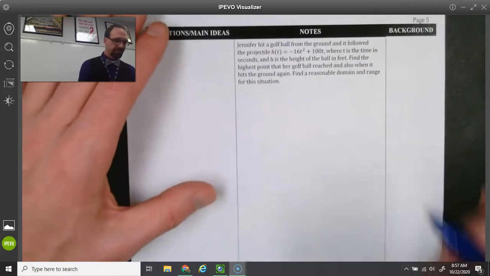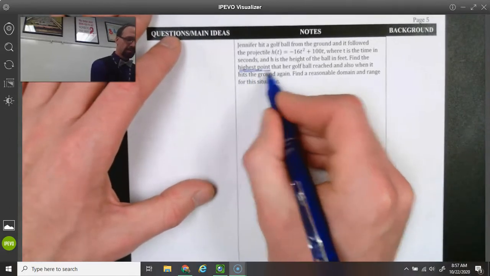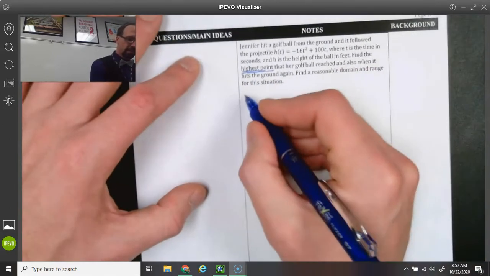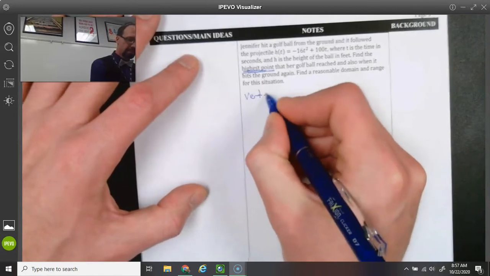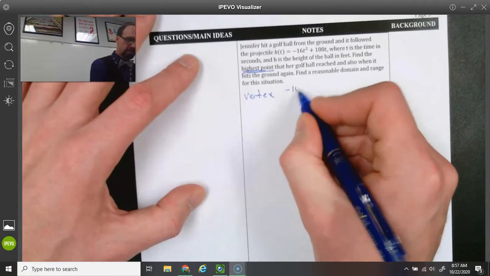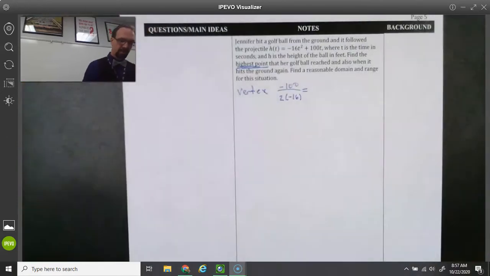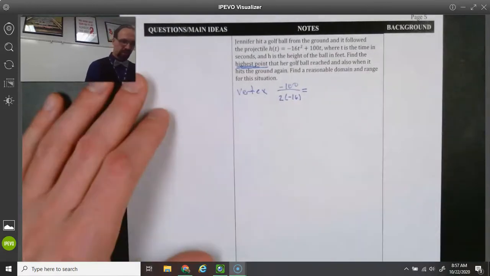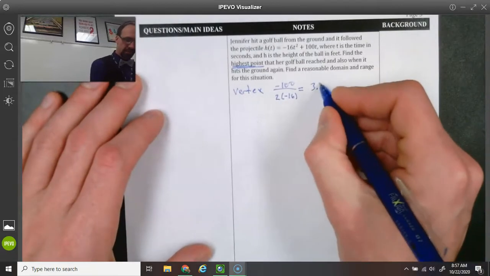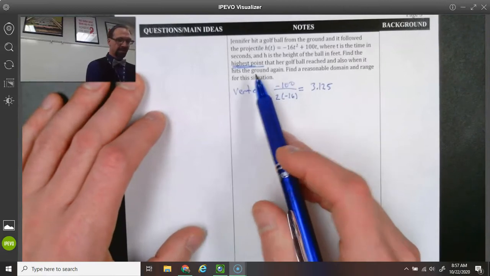So for this one, again, we're finding the vertex because we're finding the maximum. So if we find the vertex, we have opposite b over 2 times a. So we have negative 100 divided by negative 32. So this is going to be at 3.125 seconds. So that is the time.